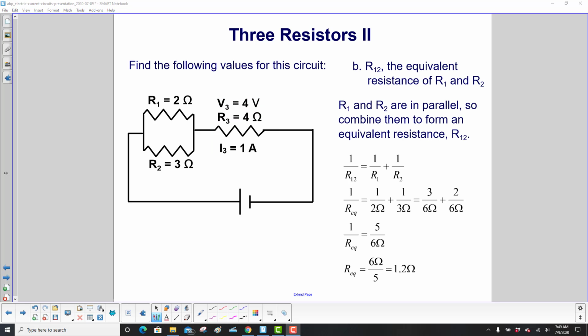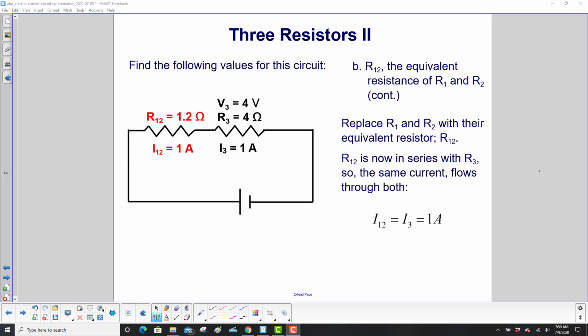Find the equivalent resistance, R12, of R1 and R2. They're in parallel, so we use this equation for equivalent resistance. We have 1/2 plus 1/3. We get a least common denominator, which is 6. Add them together, and we get 1 over our equivalent is 5 over 6 ohms. We have to flip that now, or invert it. So our equivalent is 6 ohms over 5, and we call it 1.2 ohms.